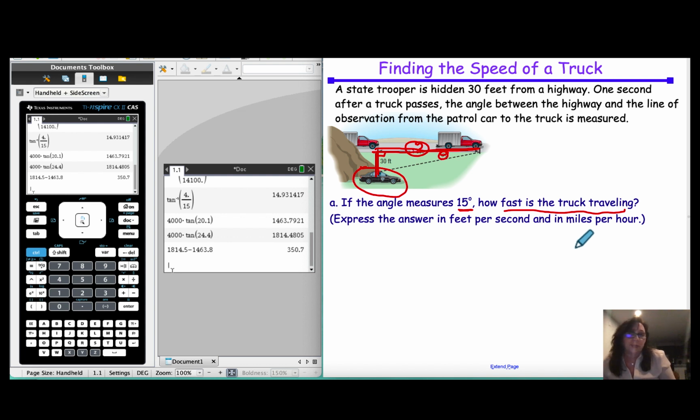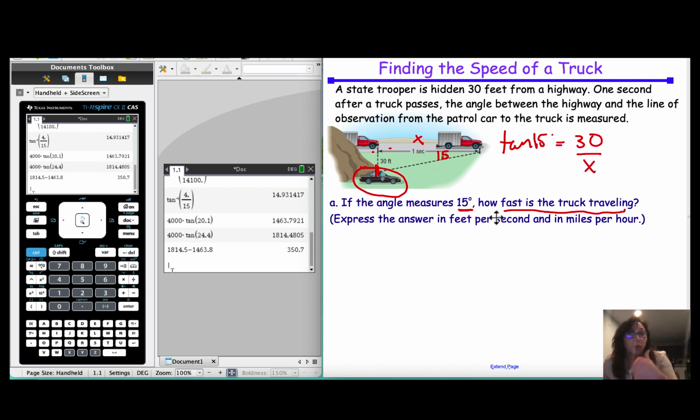also miles per hour. So the first thing we're going to do is I'm going to erase this actually so I can see what's happening. And we are going to say, well, I'm here and this is 15. I need this length. Okay, that's what I need. So we're going to say tangent of 15 degrees is equal to the opposite side, which is 30, over the adjacent side, which I don't know what that is.